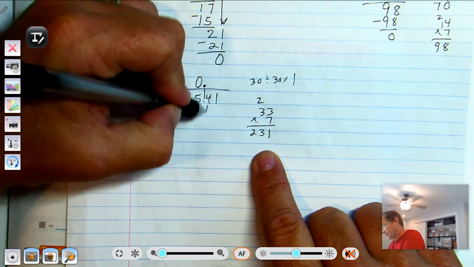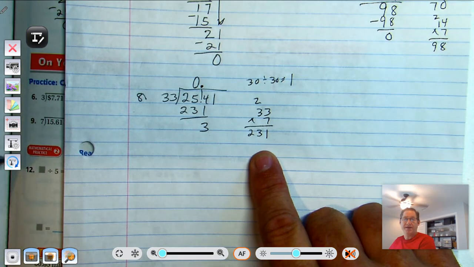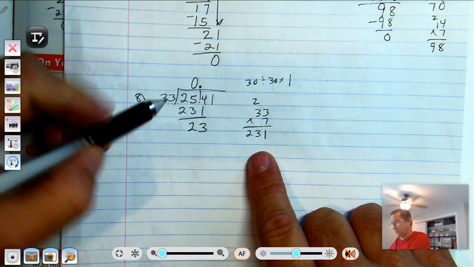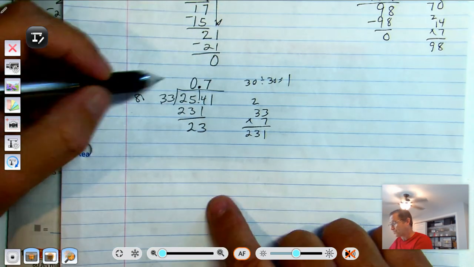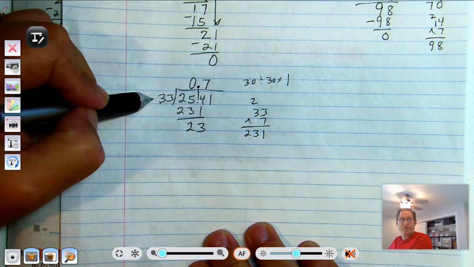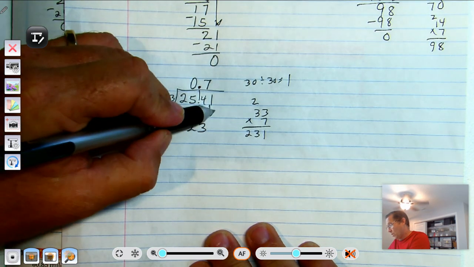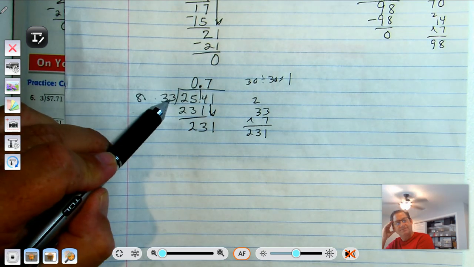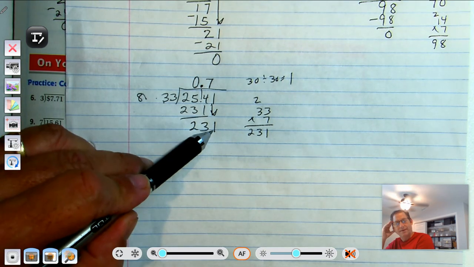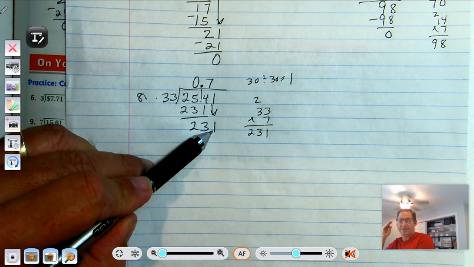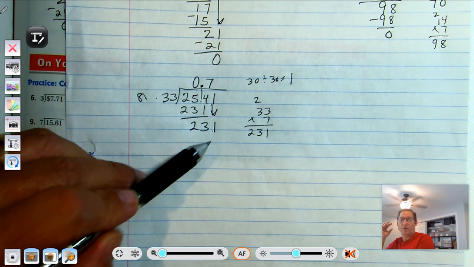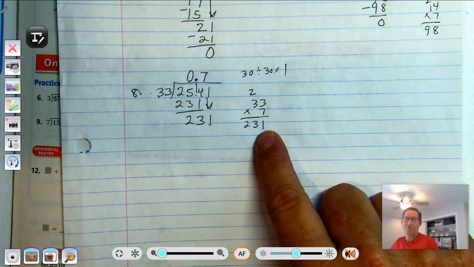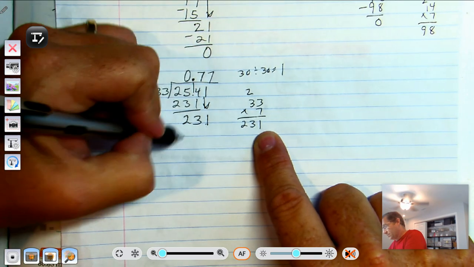Let's subtract and see. That leaves me 3, and 5 take away 3 is 2, so that is less than the divisor, so 7 works. We can't share 23 with 33 groups, so let's now bring down the 1. Now 3 times what would end in a 1? 3, 6, 9, 12, 15, 18, 21. 7. So we already got 7, right? 231.